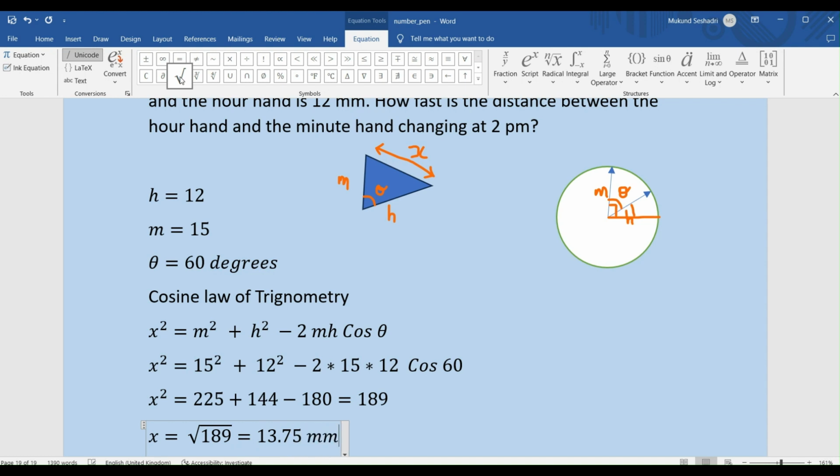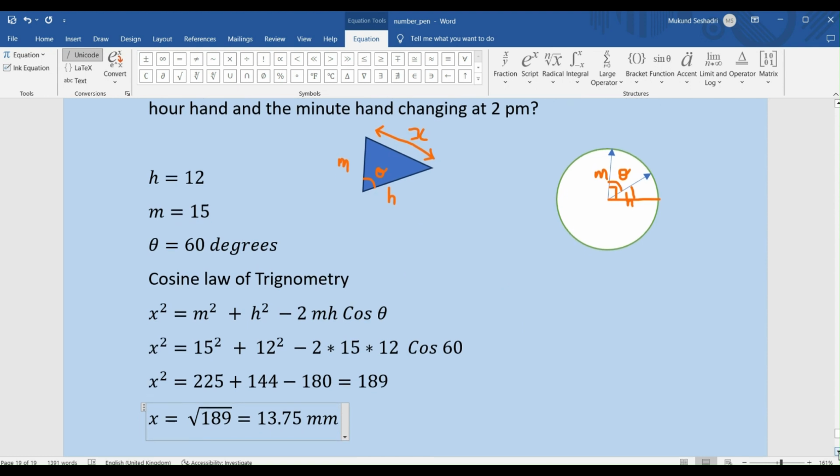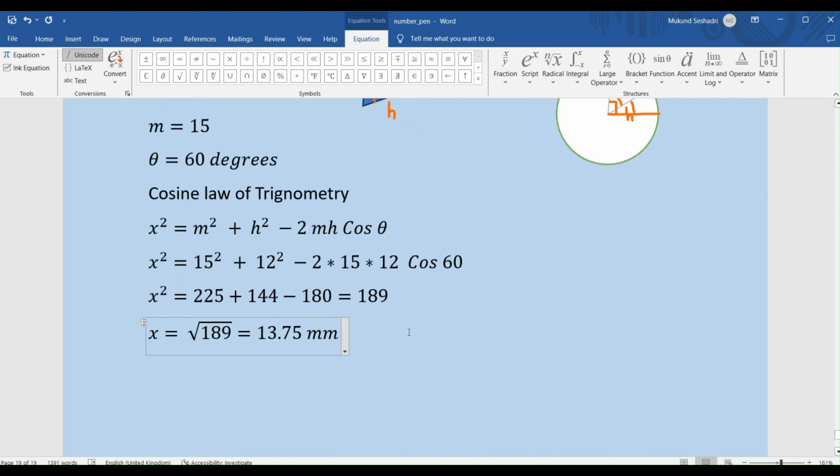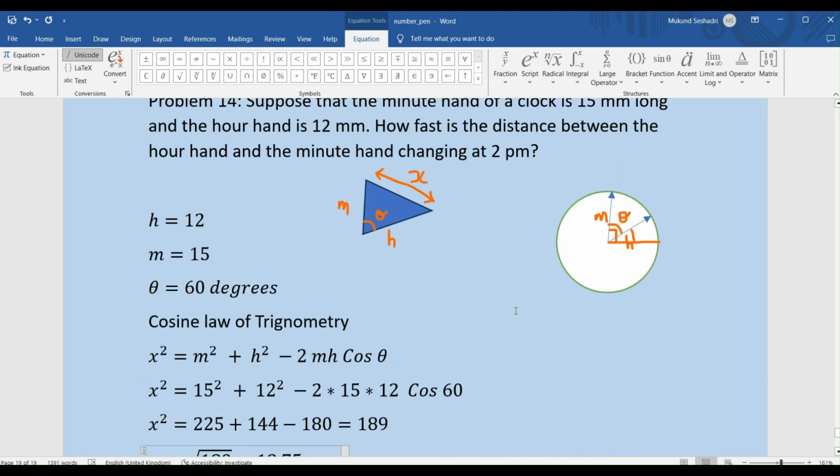So at the time 2 p.m., your x, which is the line between the hour hand and the minute hand, is 13.75 millimeters. And while h and m are constants, we note that x is not a constant. So what is x dependent upon? X depends on the movement of m and h. As m and h move, the angle made by the respective needles will change with respect to this reference line.